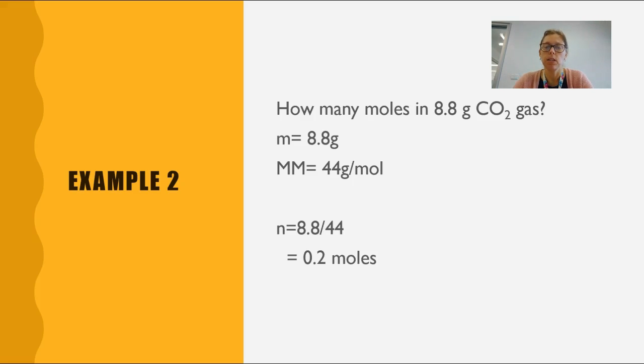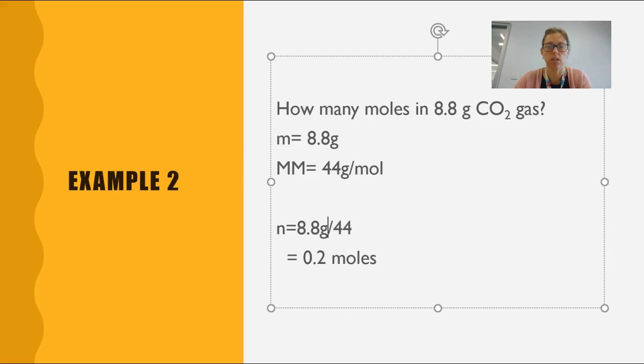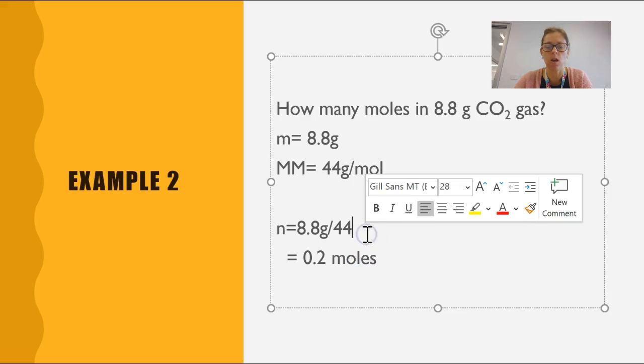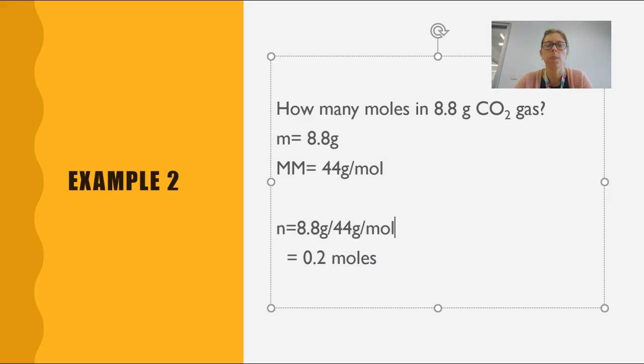So now in putting that into the question, and again, like I said, we should actually put that in there right now and go grams per mole. So we have got 8.8 grams divided by 44 grams per mole. Again, the grams cancel each other out and we're left with 0.2 moles of carbon dioxide in 8.8 grams.